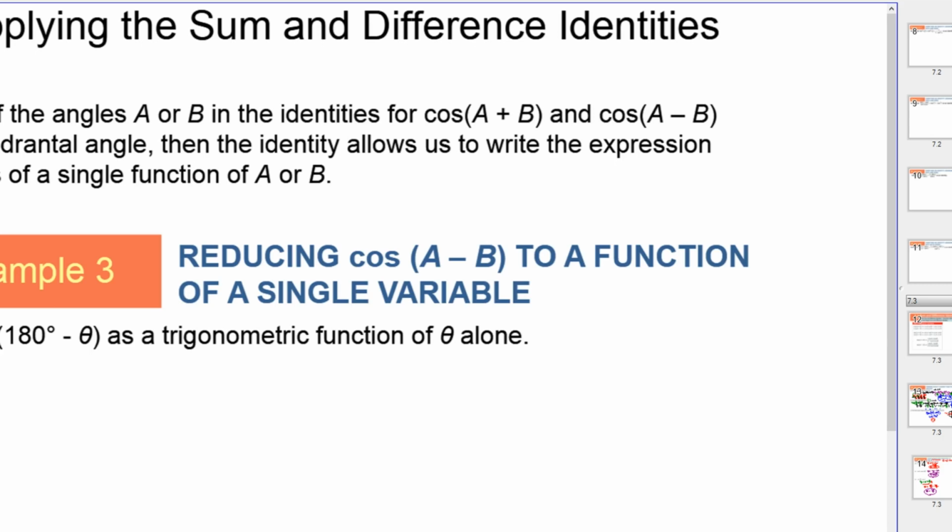It says if one of the angles is a quadrantal angle, then the identity allows us to write the expression in terms of a single function. Okay, quadrantals are nice. 90 degrees, 180, 270, 360. Multiples of 90 are easy because they're always going to go back to ones and zeros. Stuff's going to fall out. Stuff's going to cancel out. And that's what's going to happen in number 3.